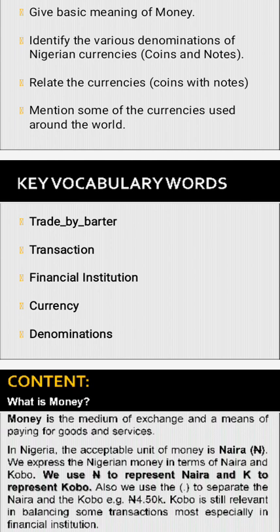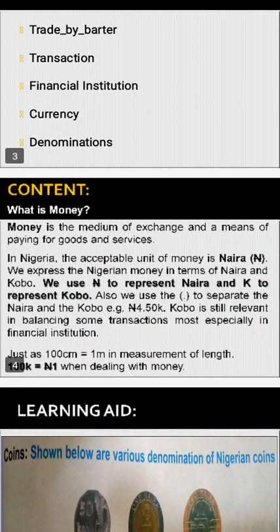Okay, now going to your content. What is money? Money is the medium of exchange and a means of paying for goods and services. In Nigeria, the acceptable unit of money is naira, represented with that sign, that's N with double strike through.